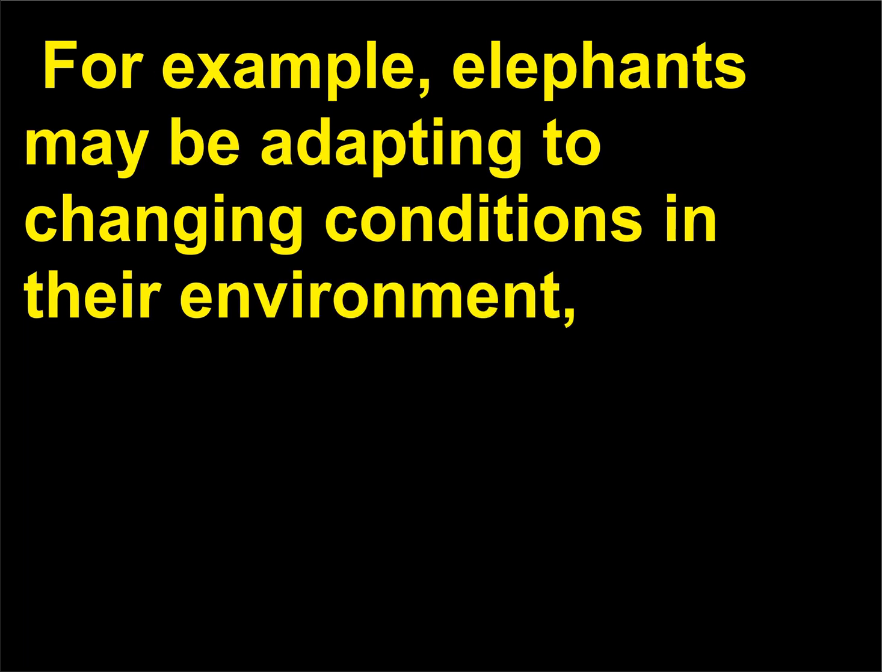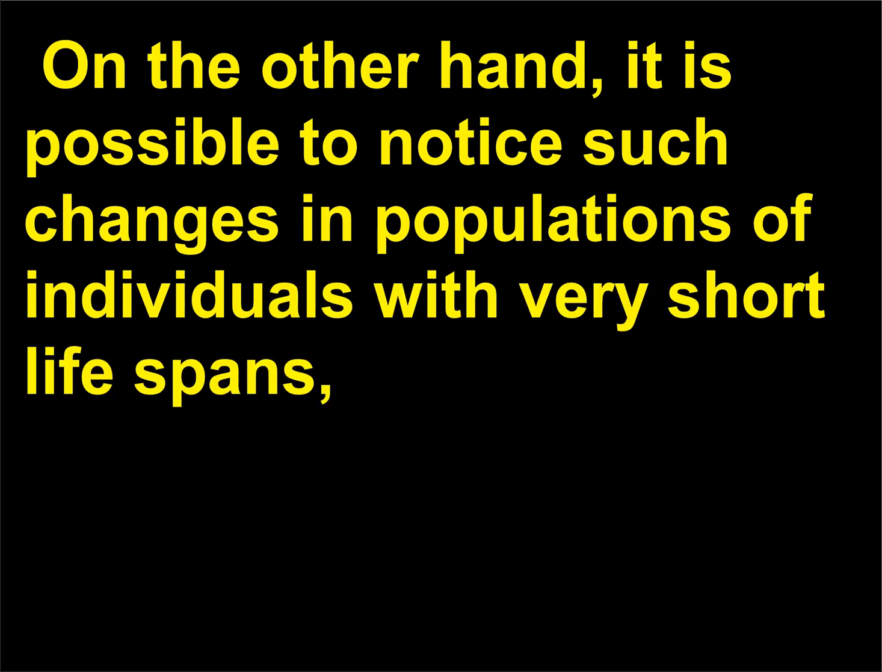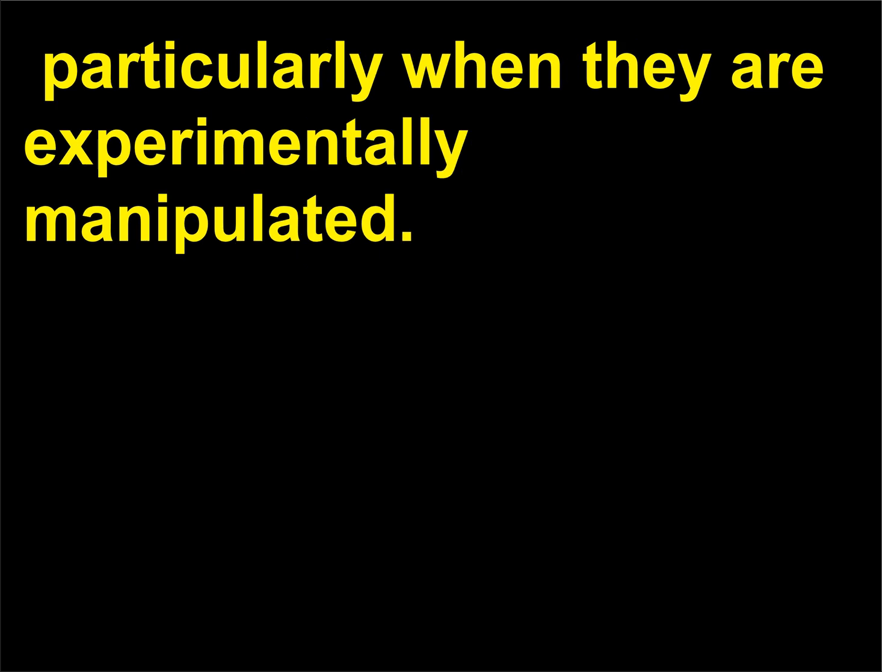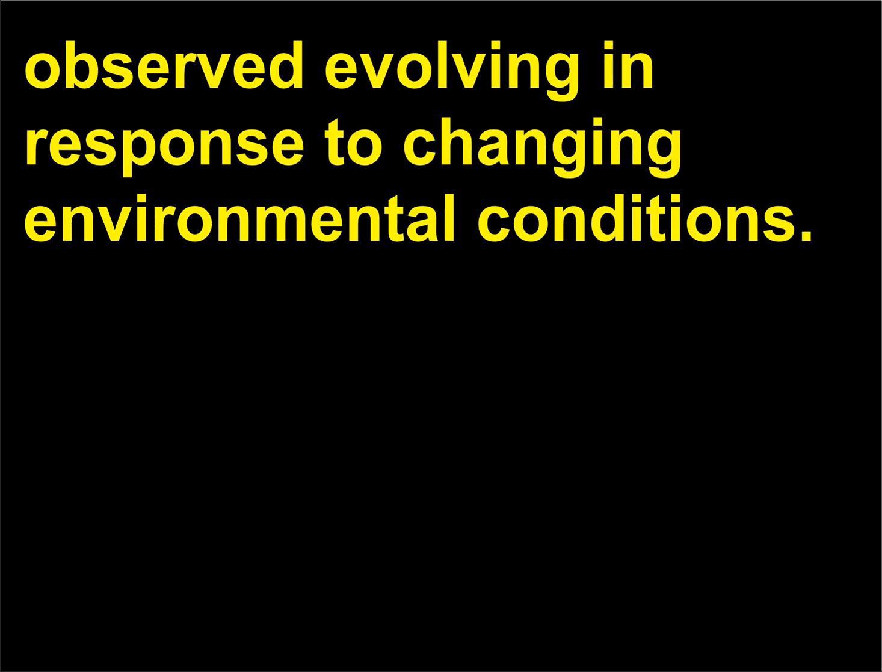For example, elephants may be adapting to changing conditions in their environment. But since they tend to be extremely long-lived, it is unlikely that we will be able to follow enough generations to observe a trend. On the other hand, it is possible to notice such changes in populations of individuals with very short lifespans, particularly when they are experimentally manipulated. Bacteria and guppies are just 2 examples of species that have been observed evolving in response to changing environmental conditions.